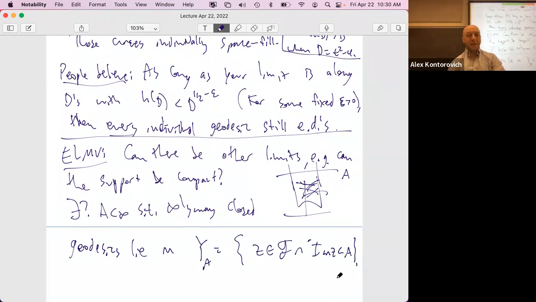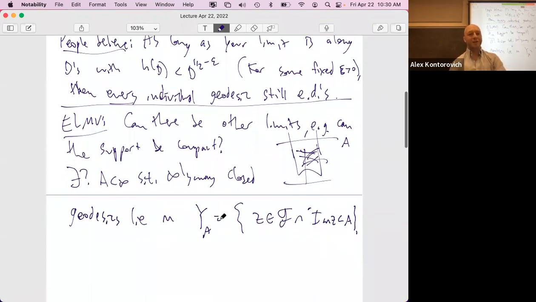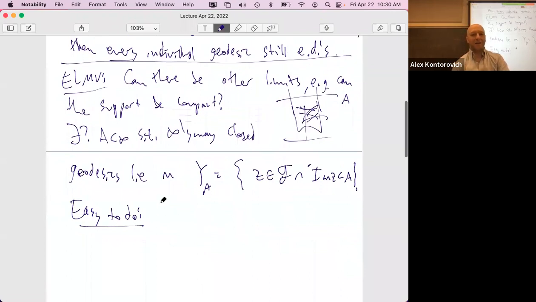Okay. Now, this question is also trivial to answer in the affirmative. Why? So this is easy to do. What does it mean to go high? How can a geodesic go high?